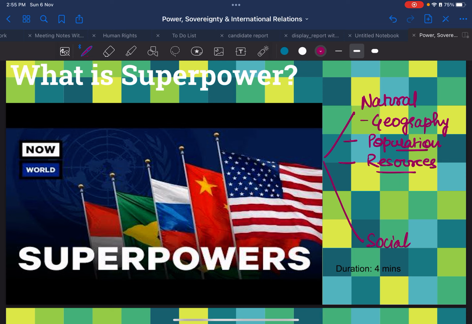Then in terms of the social factors, you think of economy. You think of military. These factors play an important role in making a country a superpower. Another is diplomacy, and the last, the seventh one, national identity. So these are the seven factors that play an important role in making a country a superpower.